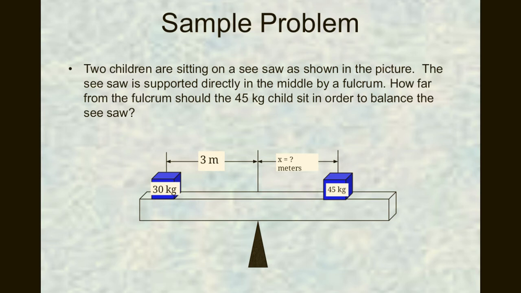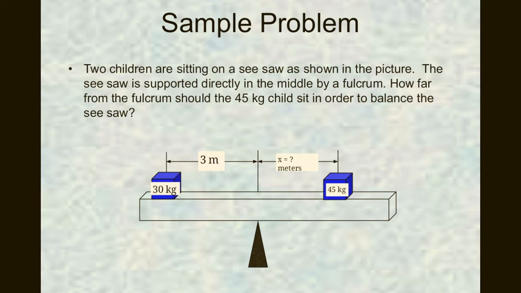Okay, so now let's go ahead and look at a different sample problem. 2 children are sitting on a seesaw as shown in the picture. The seesaw is supported directly in the middle by a fulcrum. That's the point where it rotates from. And how far from the fulcrum should the 45 kg child sit in order to balance the seesaw? So the problem itself is not giving us the numbers. This is us having to look at the picture. We have a 30 kg child on the left who is 3 meters away from the fulcrum. So the 30 kg child is 3 meters away from the fulcrum.